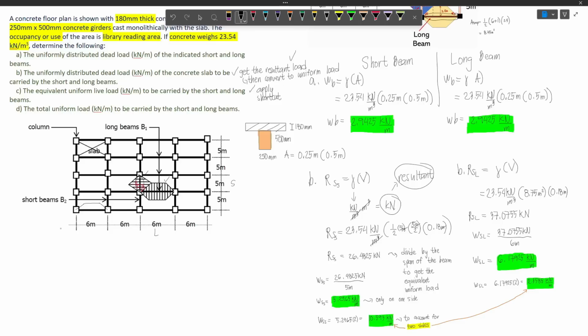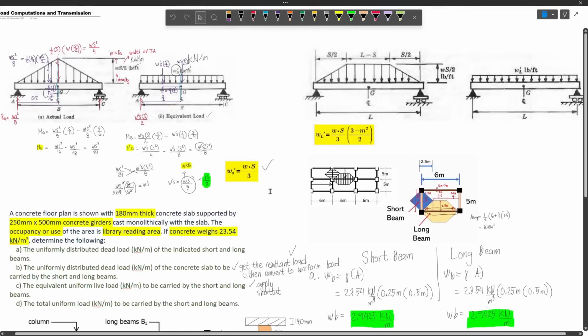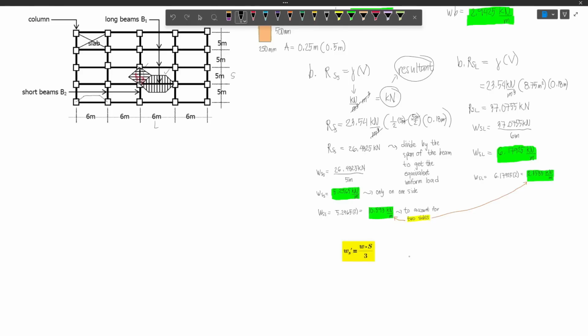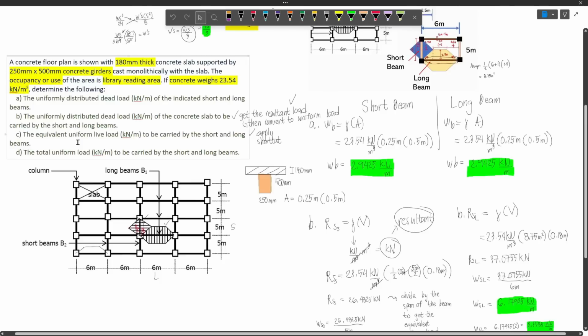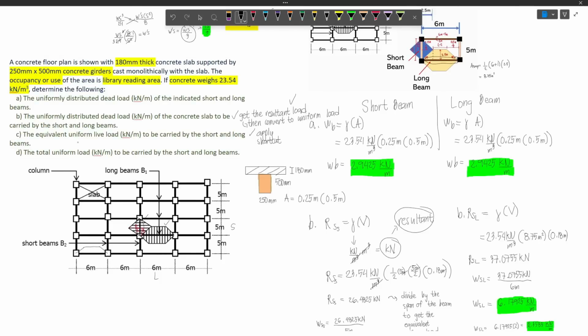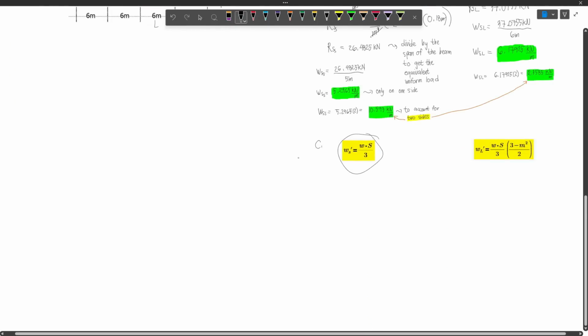And so dito na natin gagamitin yung shortcuts na binuo natin kanina. So we will be using itong WS over 3 and WS over 3 times 3 minus m squared divided by 2. So I will just copy this one. This is for letter C for the short beam, and this is letter C for the long beam. Now for the equivalent uniform live load, we will also be multiplying by 2. Kasi again, we are considering two sides. Yung dalawang sides are subjected to live load intensities. And so, we can now solve for this one.